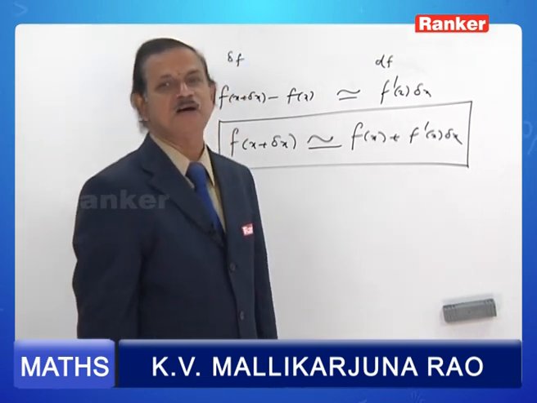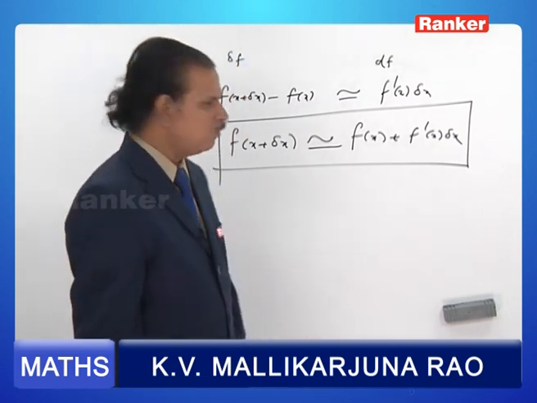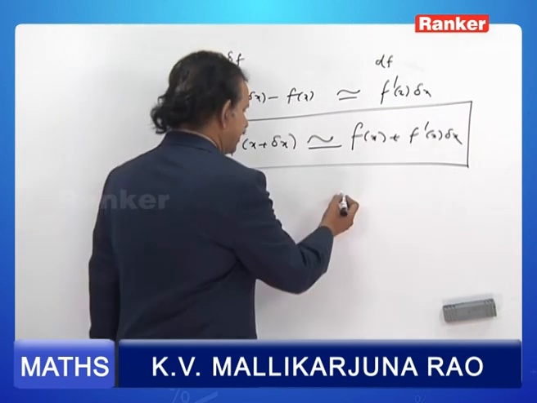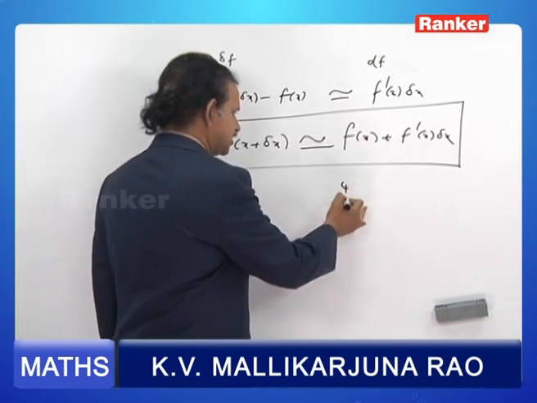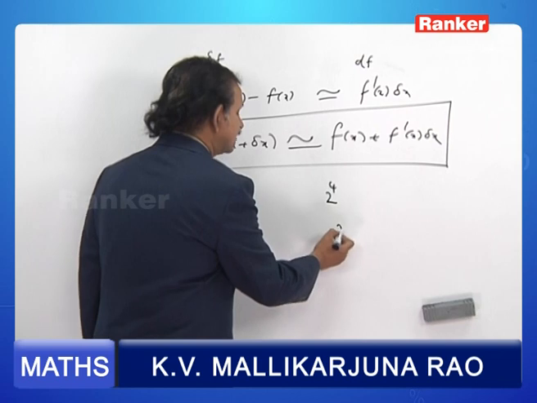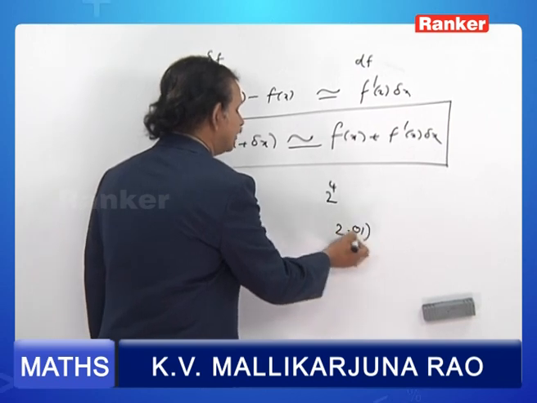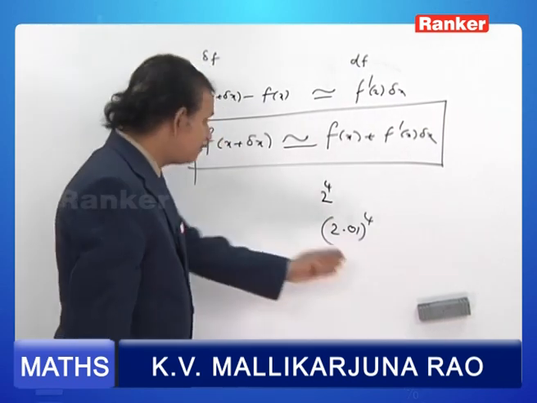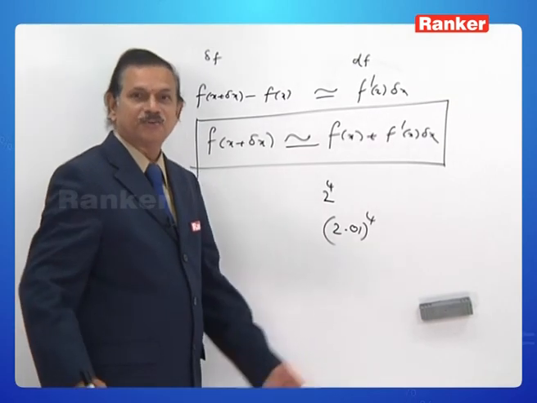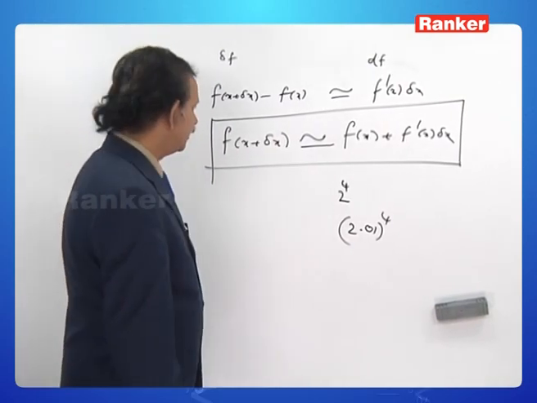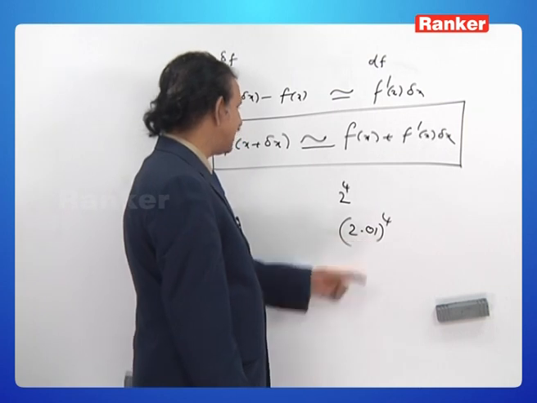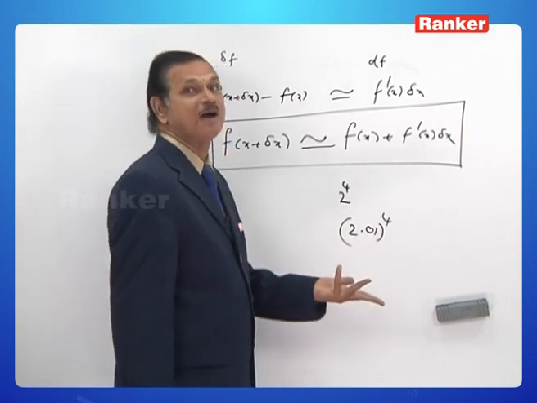Gives us a beautiful formula to find the approximate values. What I mean to say is, everybody knows that 2 power 4 is 16. If you are asked to find 2.01 whole to the power of 4, you can make use of this. Sure. How? You take x as 2 and delta x as 0.1 and f of x as x power 4.